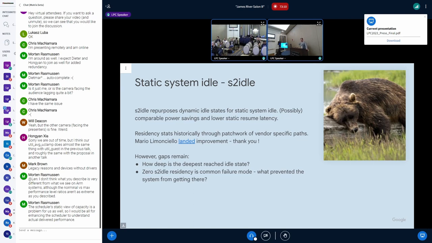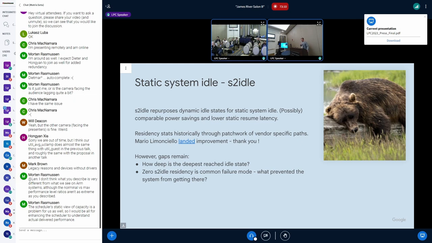Now we get to S2Idle, right? With S2Idle, what we do is repurpose these dynamic idle states to implement a static system idle. So the idea is that we get comparable power savings and lower static resume latency by doing that.